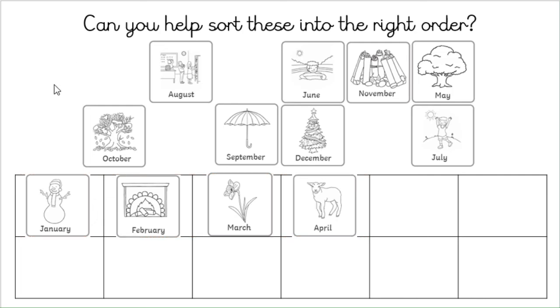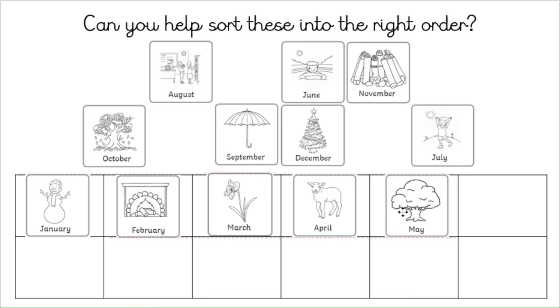What comes next? January, February, March, April. Ooh, let's see. The next month, it's still spring and lots of leaves start growing on the trees. Can you spot that one? It begins with that for May. The next one after May, let's make sure we've got them all first of all. January, February, March, April, May.